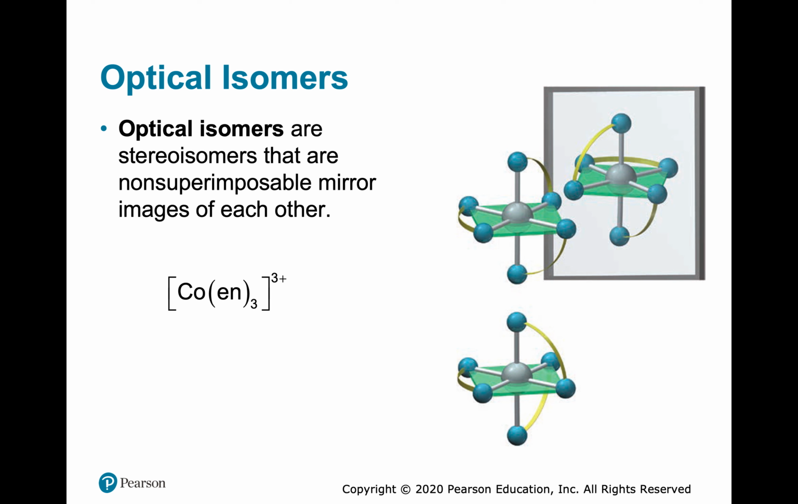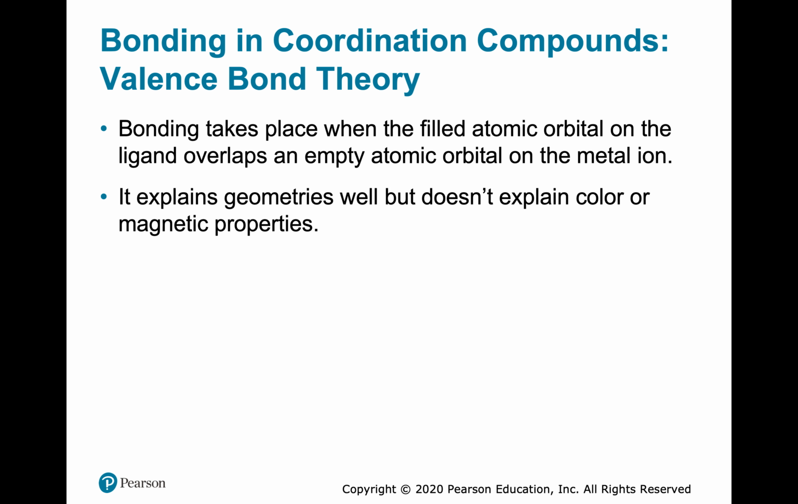And optical isomers, we talked about this. If there are mirror images that are not superimposable, kind of like your right hand and your left hand are mirror images, but they're not superimposable upon each other. And let's move on and talk about valence bond theory.